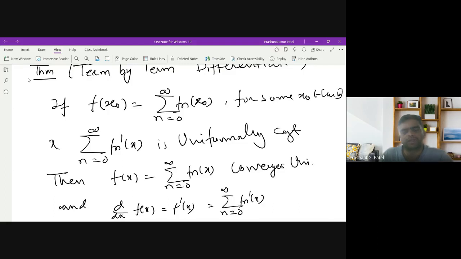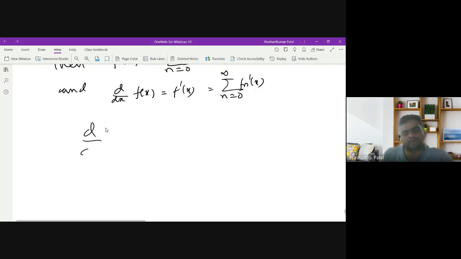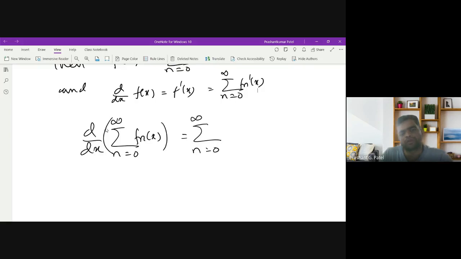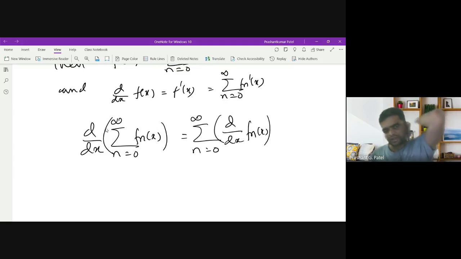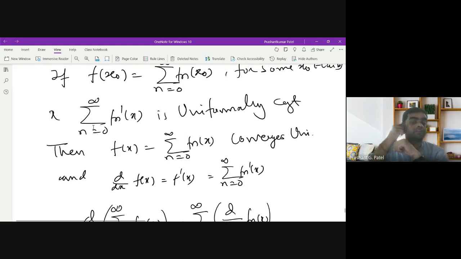So ultimately, what the statement says is this: d by dx of summation n running from 0 to infinity fn of x is equal to summation n running from 0 to infinity d by dx of fn of x. So ultimately this statement says that the summation and the differentiation are interchangeable. So this is the statement for the term by term differentiation. The proof is very easy if you use the previous results for the sequence.